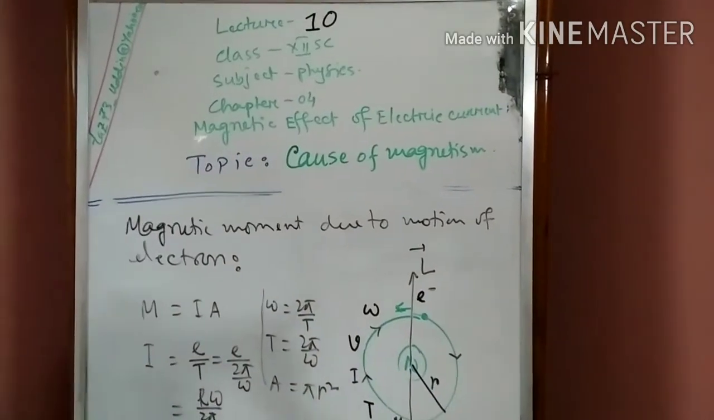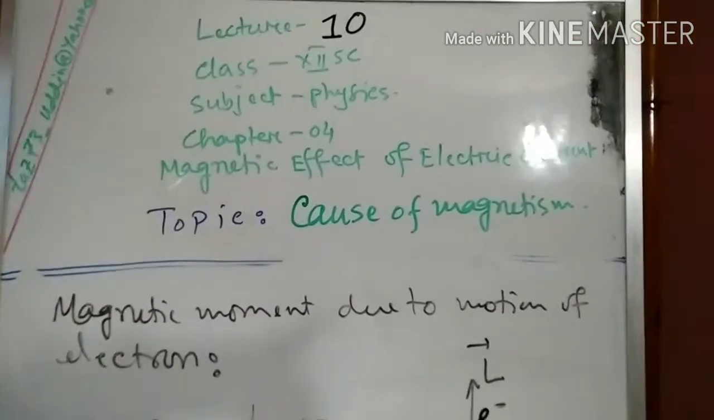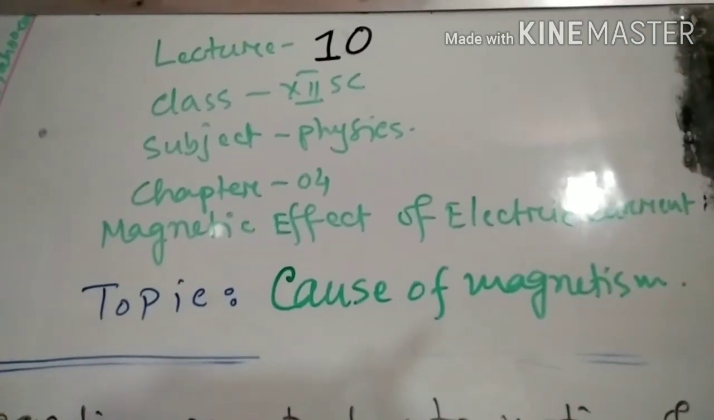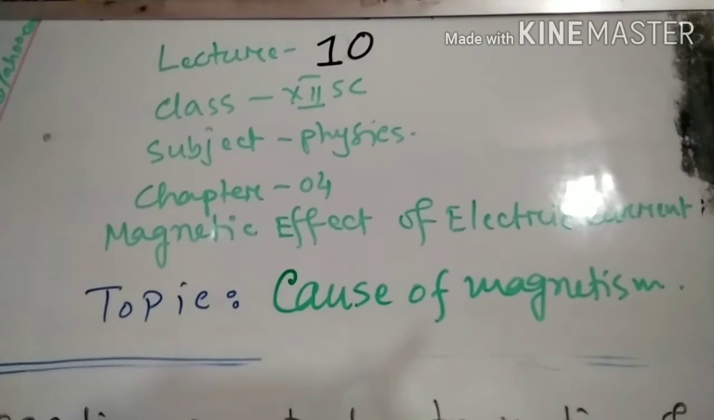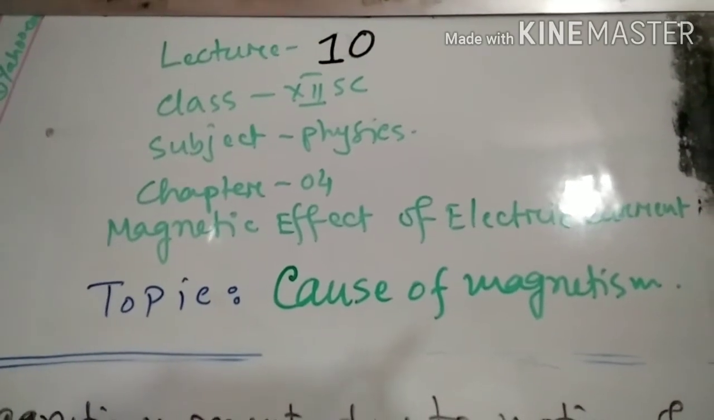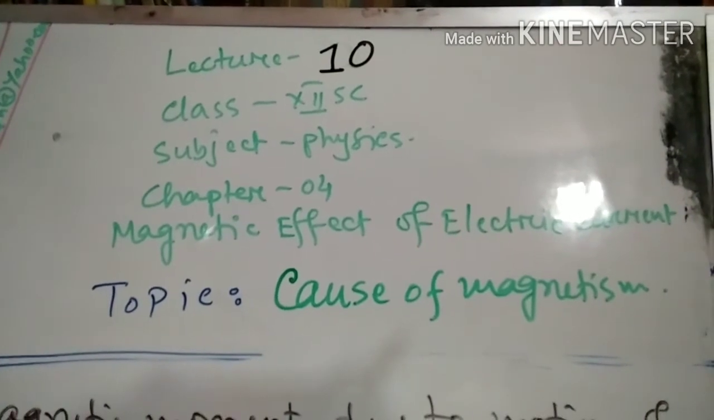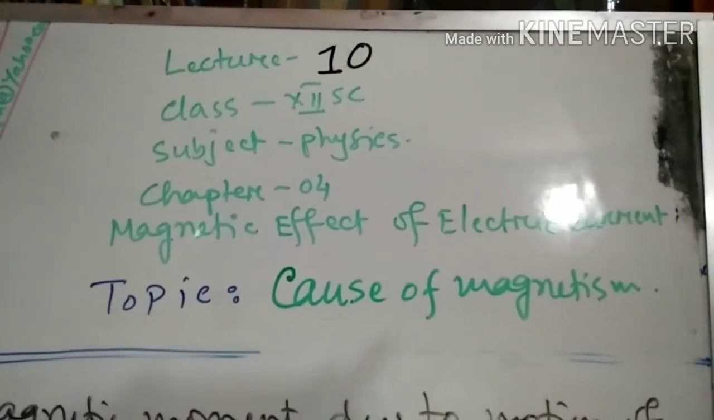So we are going to discuss the cause of magnetism in lecture 10. What is the cause of magnetism? Due to the motion of the electron. We know when a charged particle is in motion, then it produces magnetism. Then how does an electron produce magnetism in an atom?